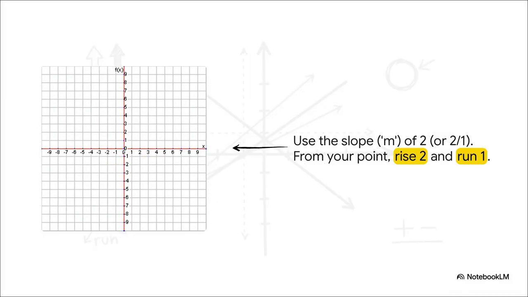Now we just follow the directions. And the directions come from our slope, m. Our m here is 2. Now to make that into rise over run, we can just think of it as a fraction, right? 2 over 1. So starting from that first dot we made at negative 1, we rise up 2 spaces, and then we run to the right 1 space. And right there, that's where our second dot goes.